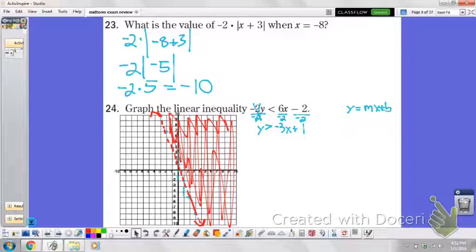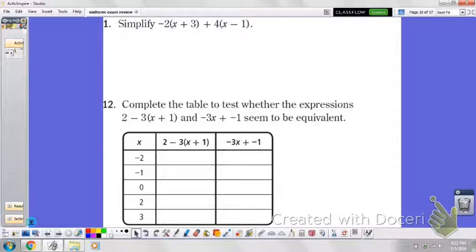And just to make sure, to check, you can always use a test point. Remember, a good test point to use is 0, 0, and in this case, since 0, 0 is not in our solution area, when you substitute it in, you will not get a true inequality. Alright, the next problem says we need to simplify -2 times the quantity of x plus 3 plus 4 times the quantity of x minus 1.